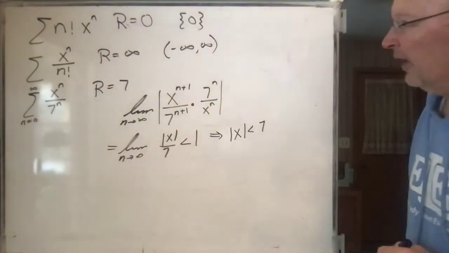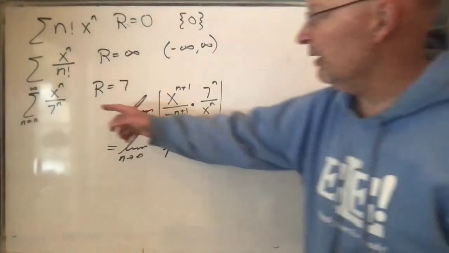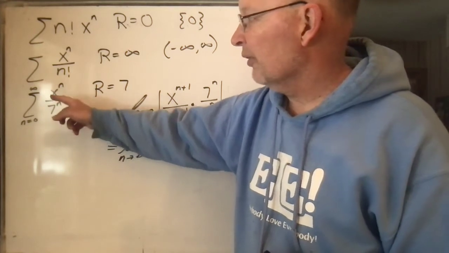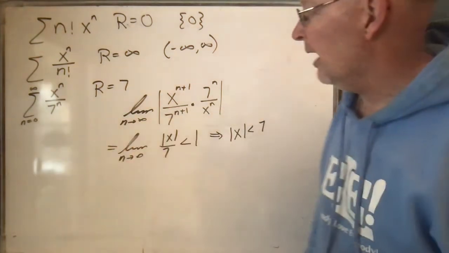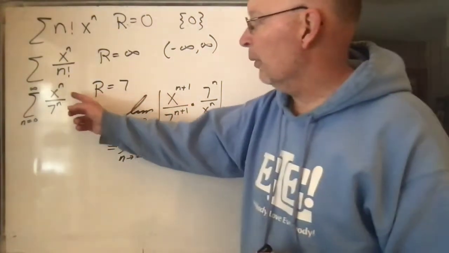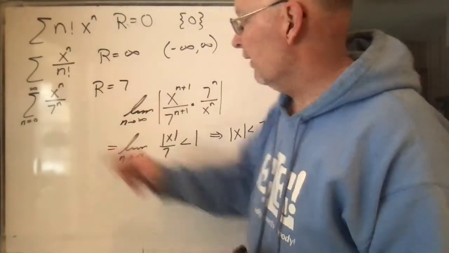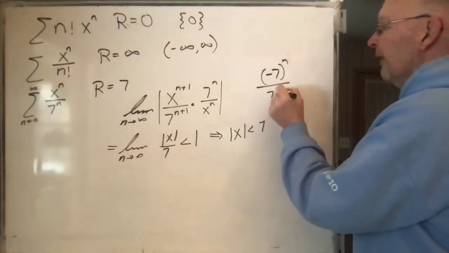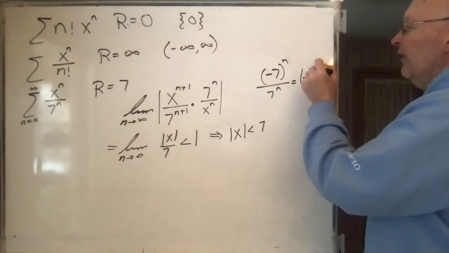And now we need to find the interval of convergence. So if you stick in 7, notice you're going to get 7 to the n over 7 to the n, which is 1. So you're going to add up 1 plus 1 plus 1 plus 1 plus 1. It's going to add up to infinity, go off to infinity. If you put in x equals negative 7, look what you're going to get. Negative 7 to the n over 7 to the n, which you can combine together, and you're going to get negative 1 to the n.